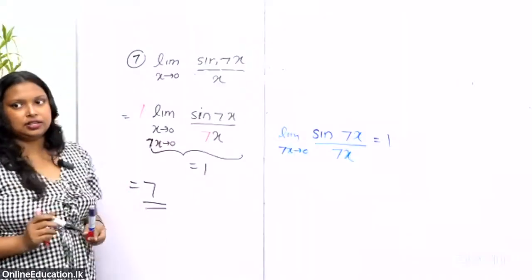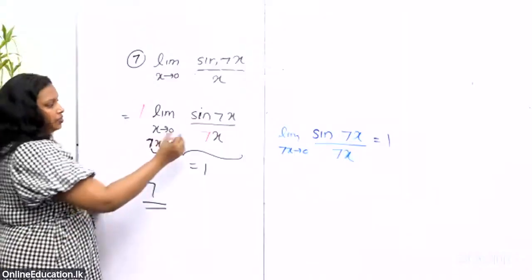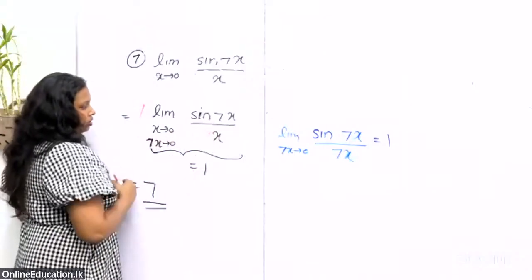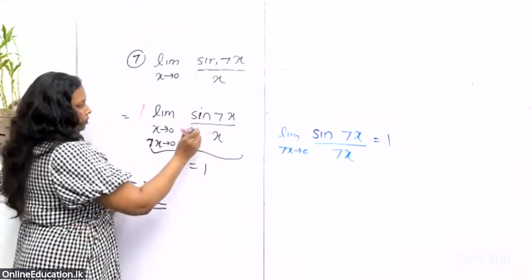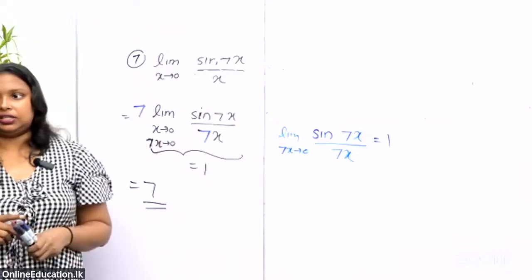So we are always trying to get the format. That's why I multiplied by 7.